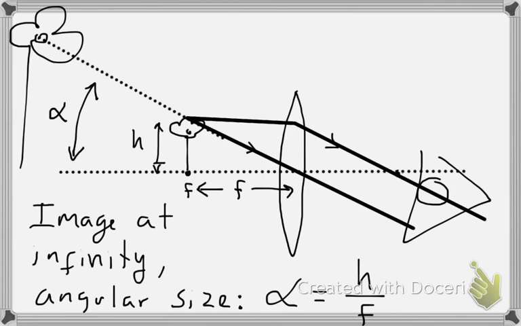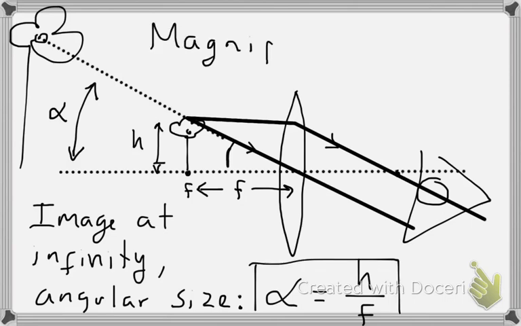The angle alpha that a light ray that goes through the center of the lens forms with the optical axis is the same as the angle here, and that angle in radians would be h divided by f, the height of the flower divided by the focal length of the magnifying glass that we're using. So now we need to compare this angular size of the image using the magnifying glass with the angular size with the naked eye.